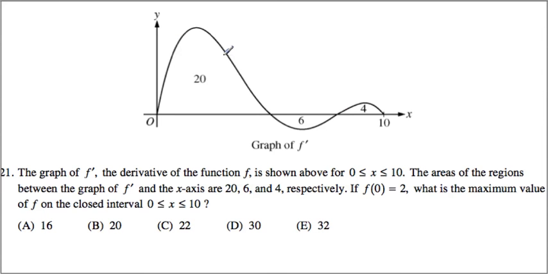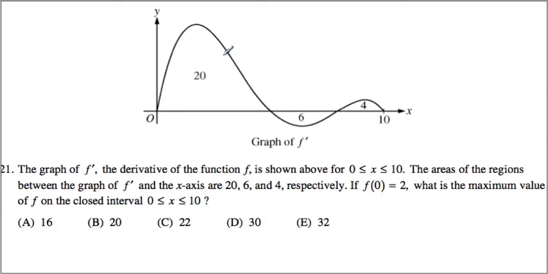How about number 21? That's the given graph with the area seams. Now, f of 0 is equal to 2. That's the initial condition. It is very, very important. What is the maximum value of f? The maximum value seems to be here, because it goes from positive to negative. Another change from positive to negative would have been here.